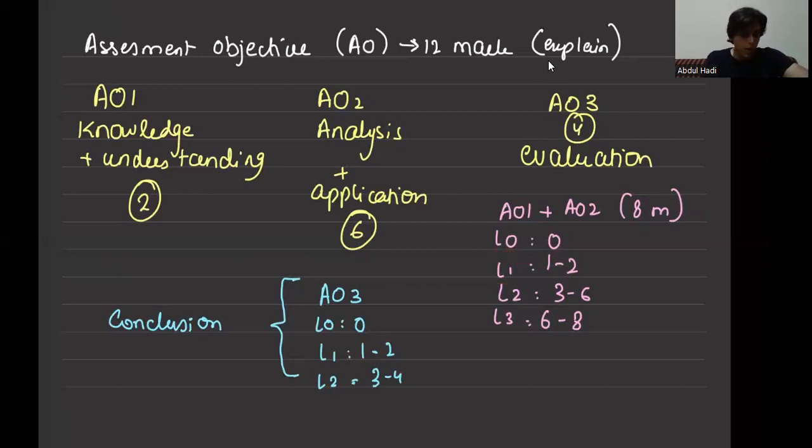Level 1 means that your answer only has knowledge and understanding. Level 2 means that your answer has knowledge and understanding plus a bit of analysis and application. And level 3 means that your answer is a good answer. It has all the standards the examiner requires, and it is a very good answer, but it is lacking evaluation. So if your answer is lacking evaluation, you'll stop at level 3 and you'll get 8 marks out of 12. Now for evaluation, the examiner has allocated 4 marks for evaluation.